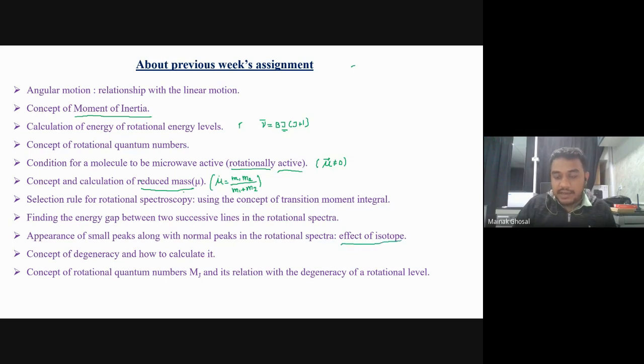It was shown that with the normal or genuine peak, there are some small peaks appearing just beside these peaks, which were discussed as due to the presence of isotopes, and due to their natural abundance, their intensity was very low. And then the concept of degeneracy and how to calculate this degeneracy was also discussed.